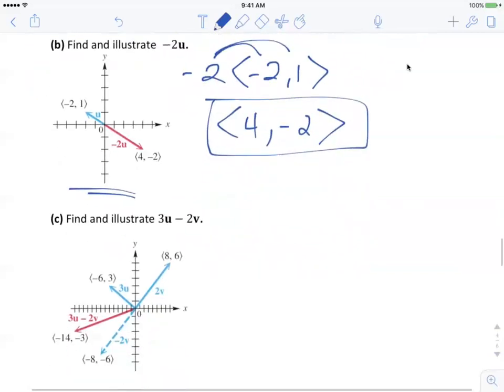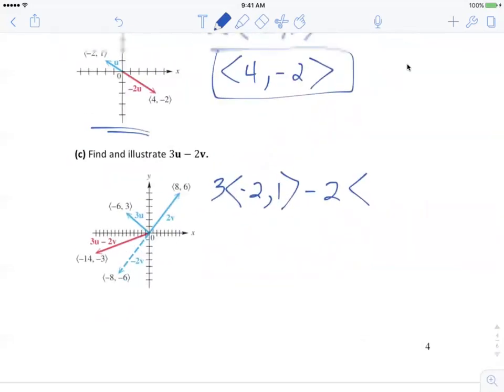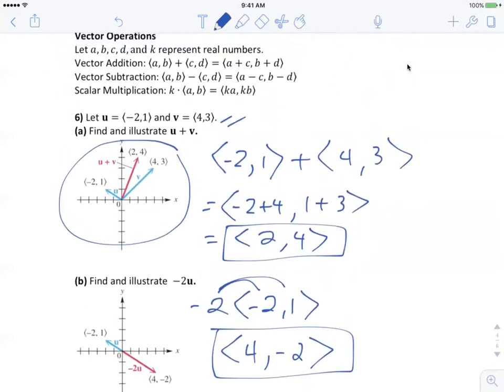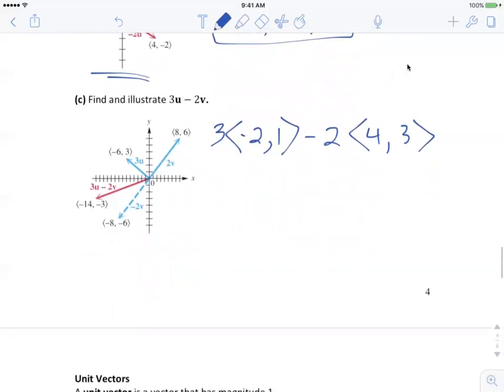So pretty neat. Okay, and then you can do all sorts of crazy stuff like 3u minus 2v, and you can draw it out and try to figure it out, but wow, algebraically it works out so much better. I'm doing 3 times <-2, 1>, which is the u, minus 2 times the v. What's the v again? v is <4, 3>. Okay, so let's just write it out like that. And again, just think of it like you're doing algebra. You're going to distribute the 3. So that's going to be <-6, 3>. And then let's distribute that 2 and just change this to a plus. Right, that's going to be <-8, -6>.